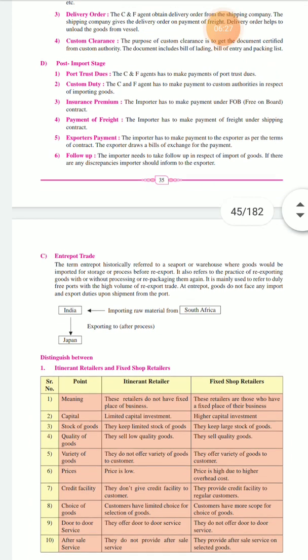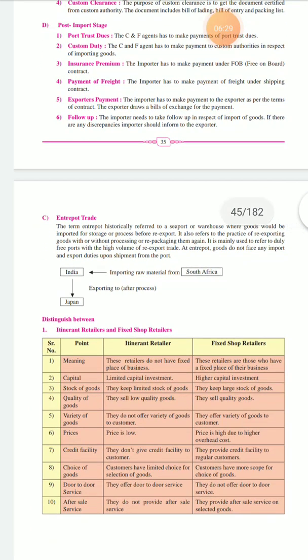Okay, now in entry port, goods do not face any import or export duties upon shipment from the port, because they have already imported from one country and they are going to another country. So there are no dues or any procedure to be followed while import and export of goods, because they are at the port only. Okay, this is known as entry port trade.